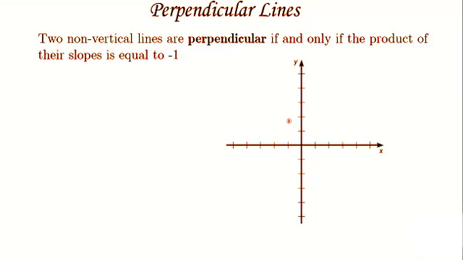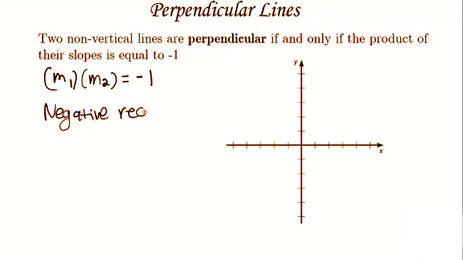Now, for perpendicular lines, two non-vertical lines are perpendicular if and only if the product of their slopes is equal to negative 1. So if I have the slopes of two lines, M1 and M2, and I multiply those, and I get a product of negative 1, these two lines are perpendicular. Another way to describe this is to say that the slopes of the two lines are negative reciprocals. So M1 and M2 are negative reciprocals of each other.